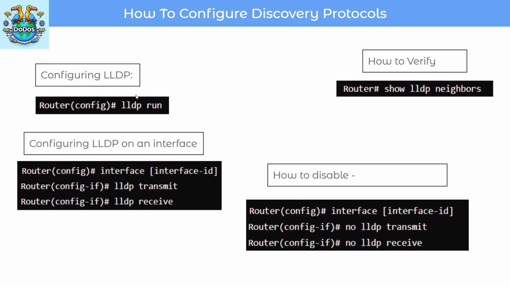Now, configuring LLDP. Same simple thing, global config mode and lldp run. And to get it on an interface, you can do interface, whatever the interface ID is, so G0/0 for example, and then lldp transmit and lldp receive. To disable it, no lldp transmit and no lldp receive. How to verify is to show lldp neighbors.